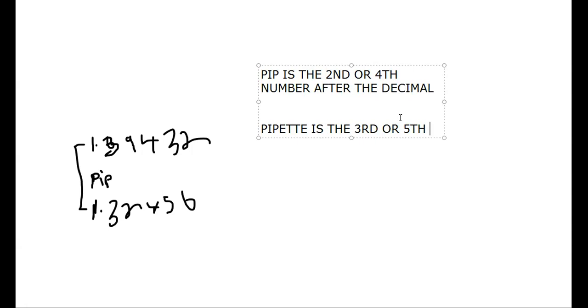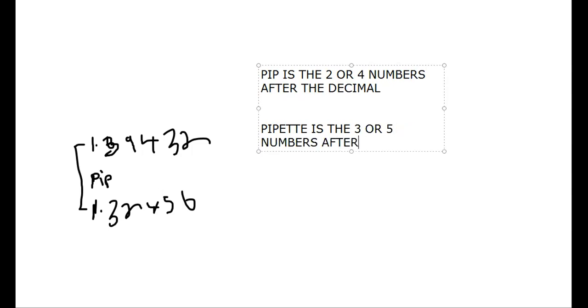I'm trying to get a better definition of it. PEEP is 2 or 4 numbers after the decimal, while Pipette is 3 or 5 numbers after the decimal. Okay, so having said this, let me share that document and then explain some calculations.